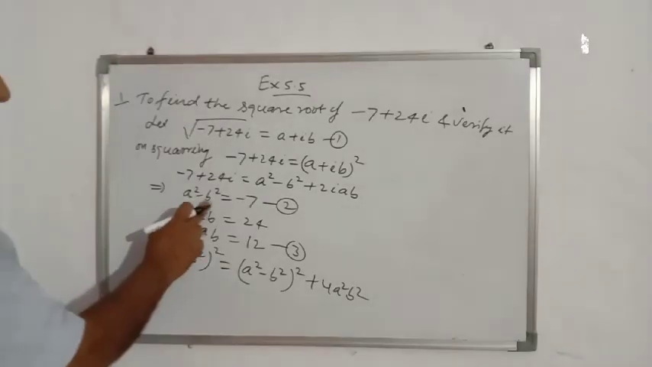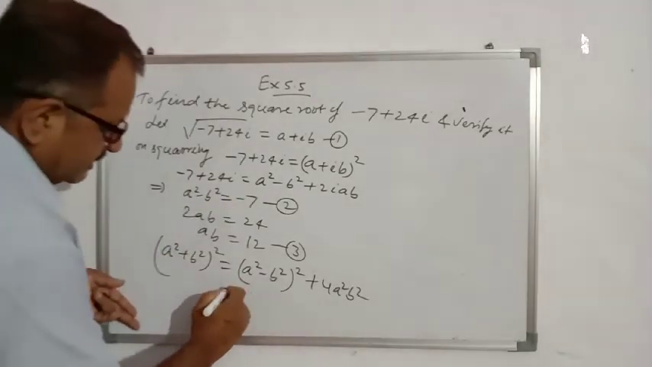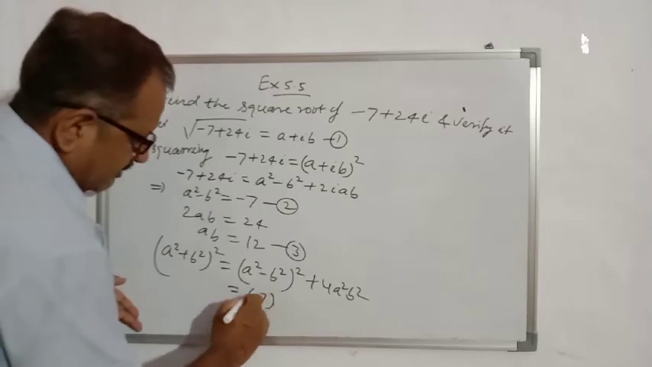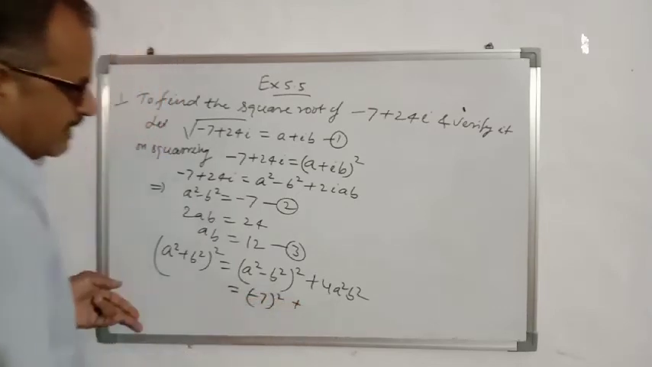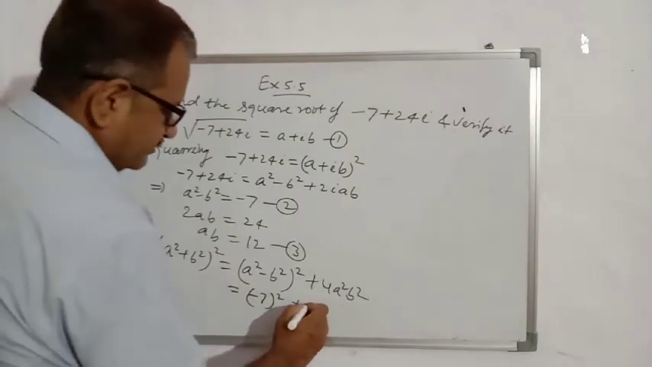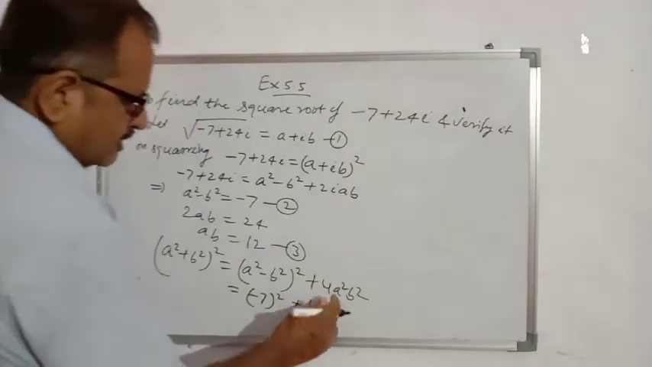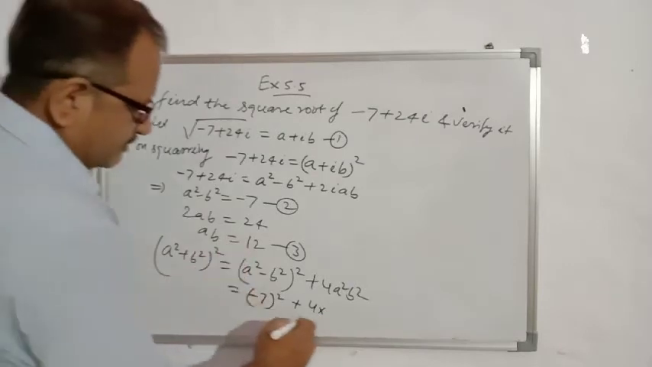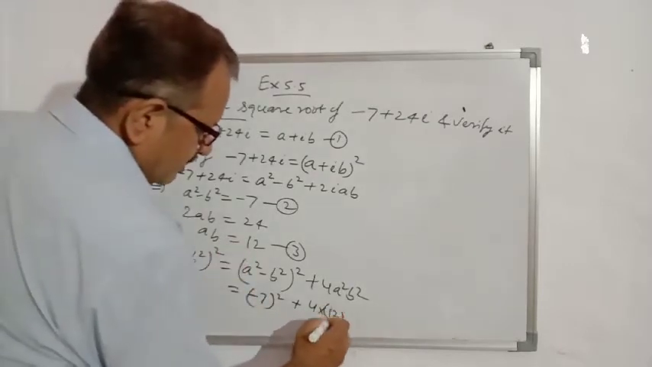Put the value of a square minus b square, minus 7, here. So it is minus 7 square plus 4 a square b square. What is ab? ab is 12. So we can write 12 square.